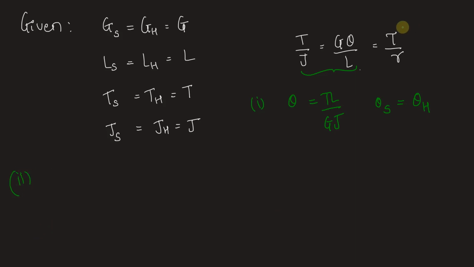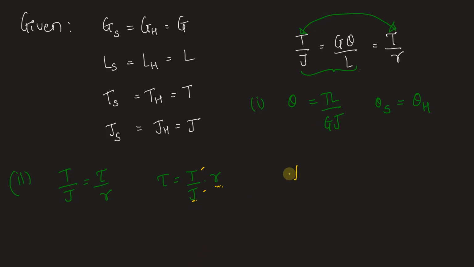Maximum shear stress. For maximum shear stress, we'll consider the first and the third ratios. T by J is equal to tau by R. So shear is given as T by J into R. We know that T and J are the same for both of the shafts, but R is not the same. We don't know how the radius will be. By logic, if the solid shaft is to have the same polar moment of inertia, the hollow shaft should be greater in radius than the solid one.